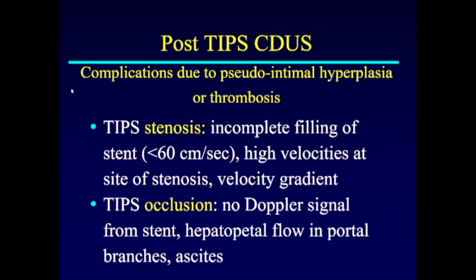So complications due to pseudointimal hyperplasia or thrombosis result in TIPS stenosis or TIPS occlusion. And usually if you have TIPS stenosis, you will see incomplete filling of the stent and decrease in the velocities. People have usually agreed upon if it's less than 60 centimeters per second, if you see high velocities at the site of stenosis, and if there is a velocity gradient across the shunt of greater than 60 centimeters per second, that's indicative of stenosis.